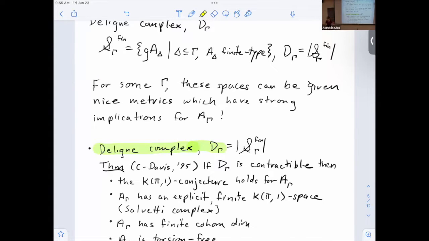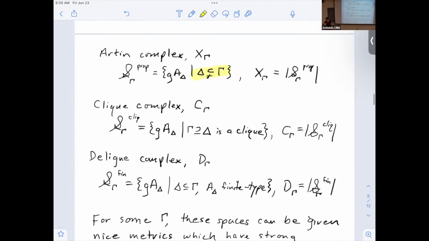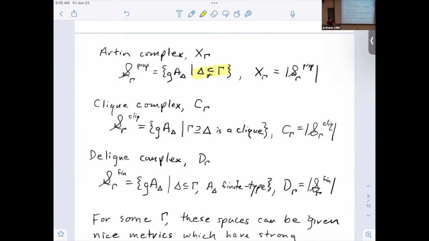Any questions so far? All right, so we have these three complexes. The vertices are always cosets, and the stabilizers are always parabolics. It's just a question of which cosets we allow. Yeah. All right. So we're going to start with the Deligne complex. So that's this one here. All right, that was actually the first one that was introduced and used.